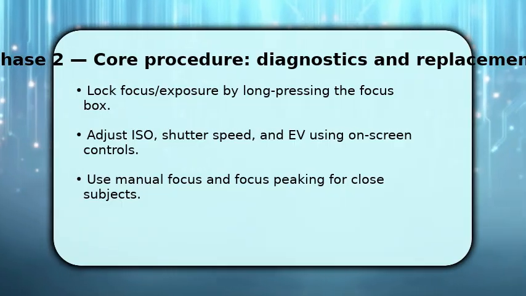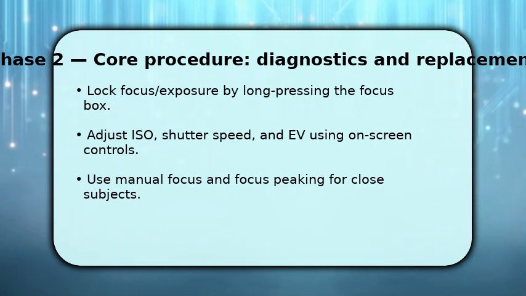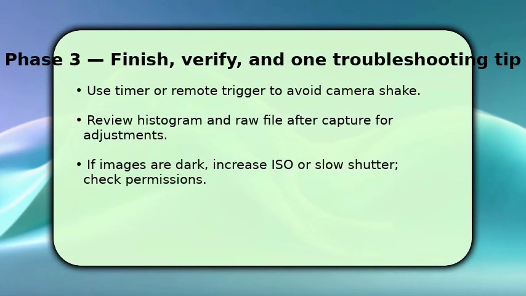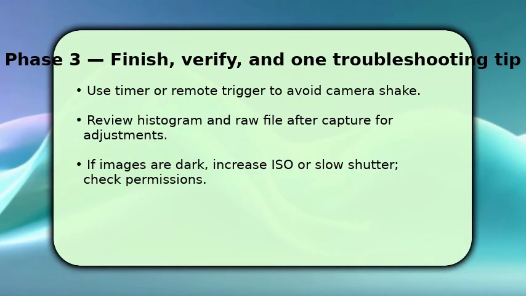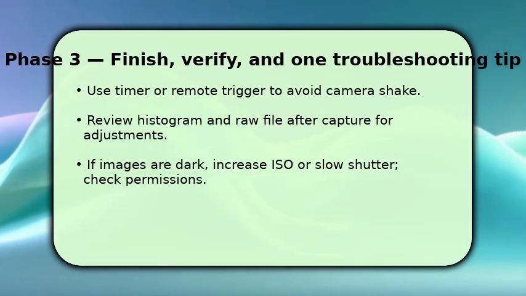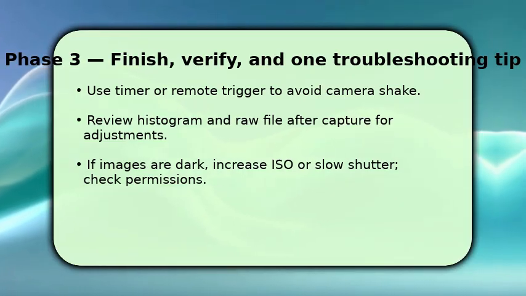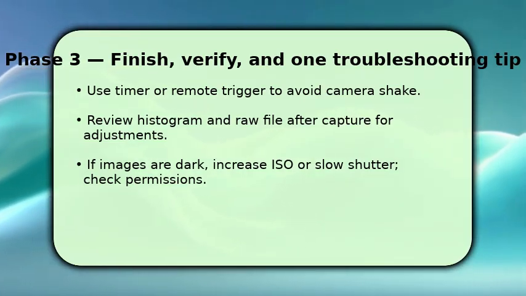This makes critical focus visible, especially for close-ups and macro shots. You finish each shoot by stabilizing and verifying results. Use the timer or a remote trigger to prevent camera shake when pressing the shutter. After capture, inspect the histogram and the RAW file to confirm exposure latitude. Make iterative adjustments and reshoot if needed.